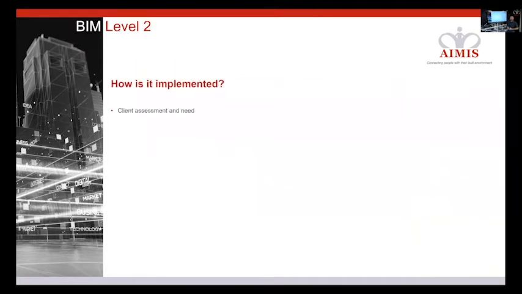How is it supposed to be implemented, or how was it supposed to be implemented? Well, it all started with the client. This is one of the things that cannot happen without the client beginning the process. They would need to define what they want. It's not something that you can just simply ask for. You can't just say, I want my project to be BIM Level 2, because nobody would actually know what is expected to be delivered at the end of the project. And this just adds a massive layer of ambiguity.